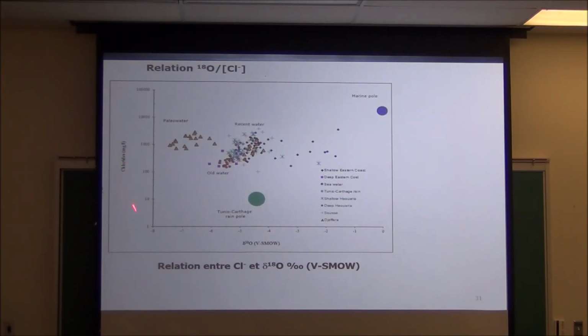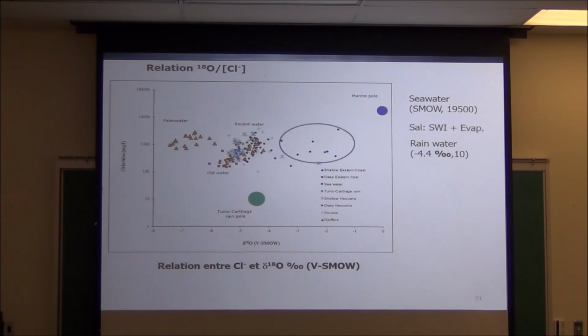The relationship between chloride and oxygen 18 can place the samples between 2 poles. The first pole is the pole of seawater with 0 per mil of oxygen 18, representing the standard mean ocean water, and a chloride composition of about 19,500 milligram per liter. The second pole is the pole of the Tunis-Carthage rain station, minus 4.4 and 10 milligram per liter for rainwater. The samples located between these 2 poles are affected by the seawater intrusion and the evaporation.